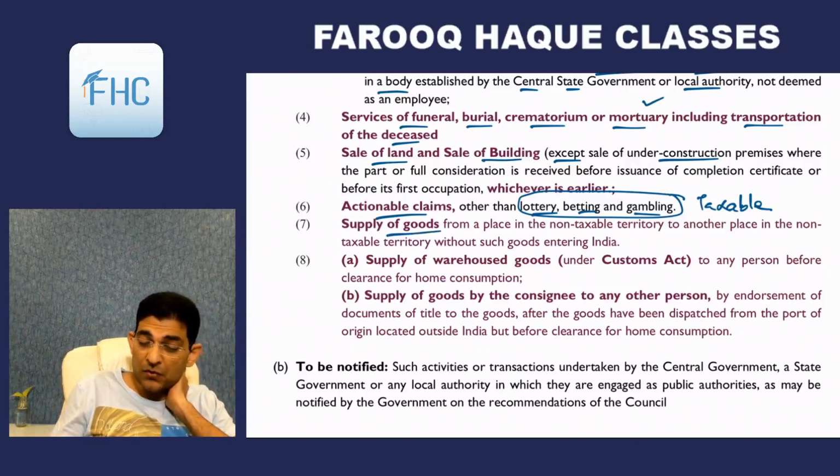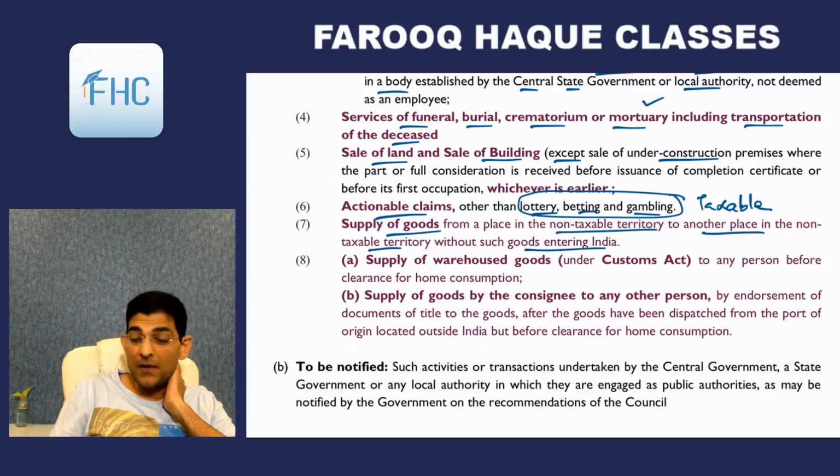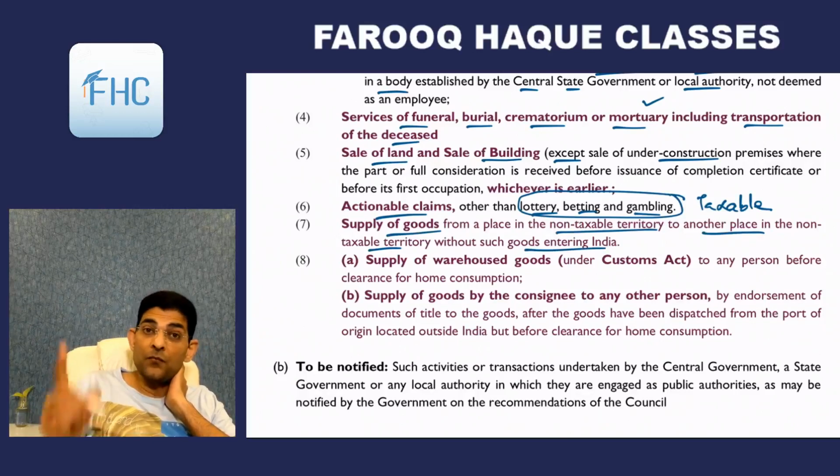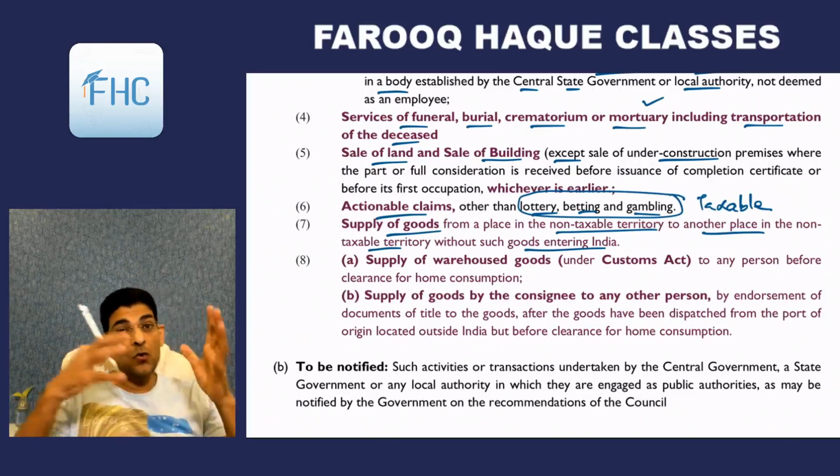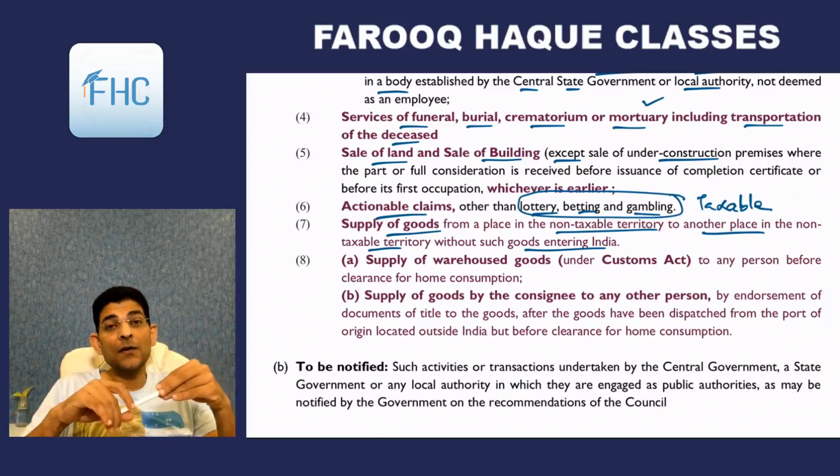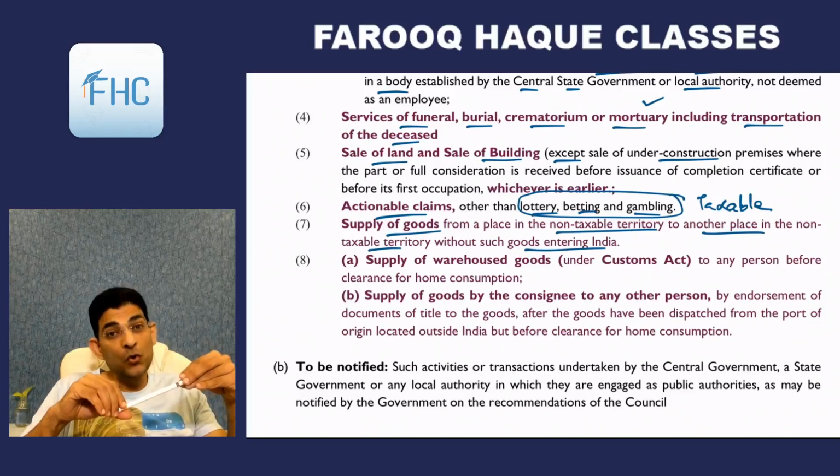Then supply of goods from a place in a non-taxable territory to another place in the non-taxable territory without such goods entering India. Interesting. Supply of goods from a place in a non-taxable territory to another place in non-taxable territory without goods entering India. Means there is a sale taking place. I am Farooq Haq. I am sitting in India. Farooq Haq is sitting in India, but he is supplying goods, okay, from New York to Washington.